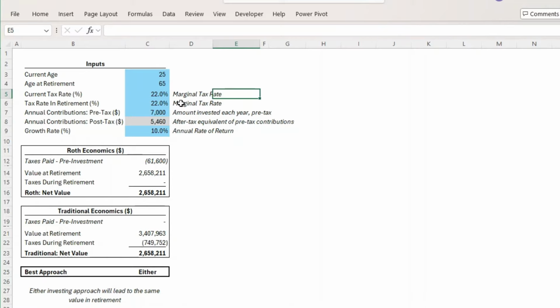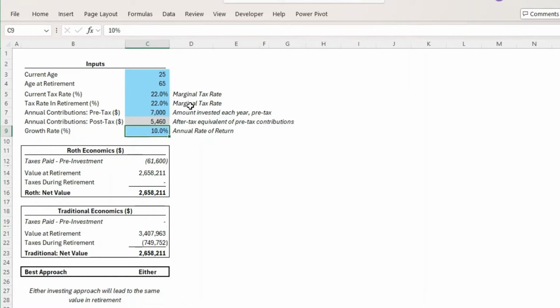Next, we're going to look at how much you're going to contribute to either the pre-tax investment vehicle or the post-tax investment vehicle. So these are annual contributions. The pre-tax amount to start, we're going to assume $7,000 a year. And then for the post-tax investment, all we're doing is taking the taxes out of that $7,000. So the $7,000 times 1 minus the tax rate gets us the post-tax investment amount.